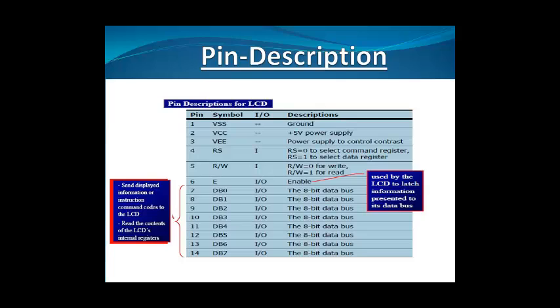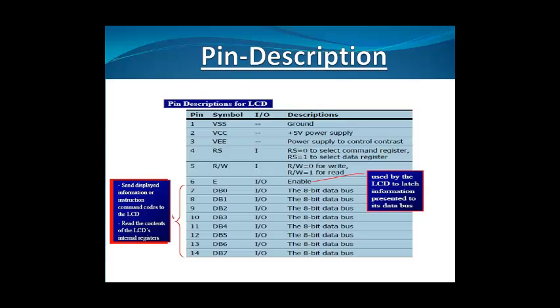Now pin 4, RS, the register select. There are two very important registers inside LCD. If RS is equal to 0, the instruction command code register is selected, and if RS is equal to 1, the data register is selected. Now pin 5, the read-write. The read-write input allows the users to write information to the LCD or read information from it. Read-write is equal to 1 when reading and read-write is equal to 0 when writing.